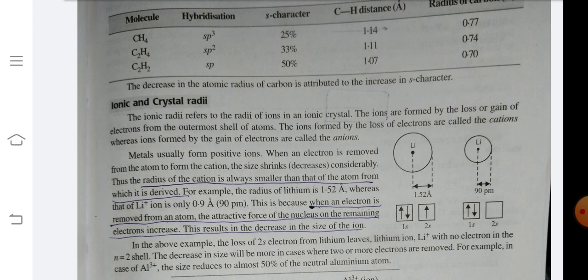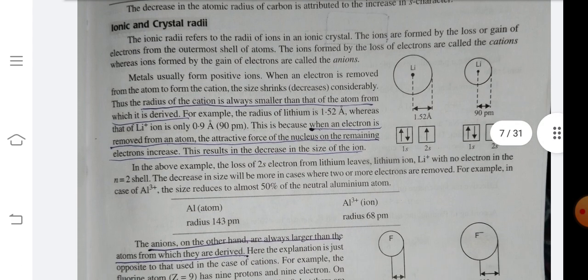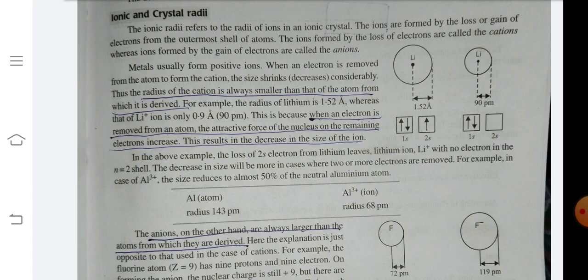Ionic and crystal radii. The ionic radius refers to the radius of ions in an ionic crystal. The ions are formed by the loss or gain of electrons from the outermost shell of atoms. The ions formed by the loss of electrons are called cations, whereas ions formed by the gain of electrons are called anions. Metals usually form positive ions.